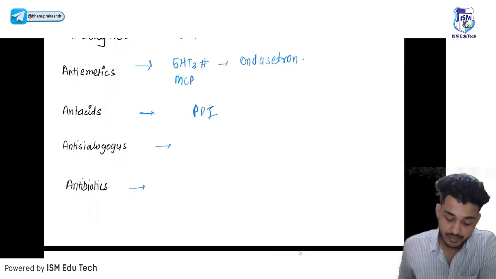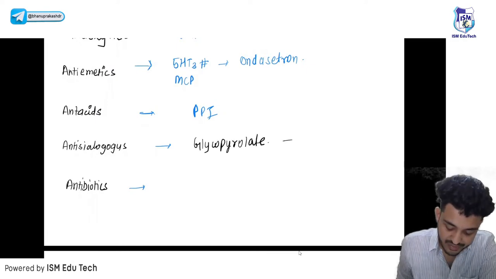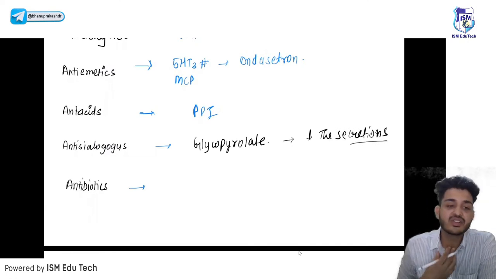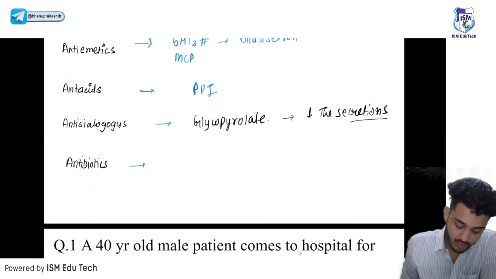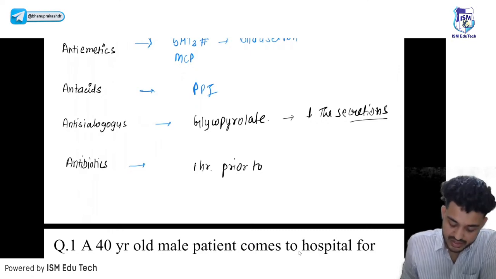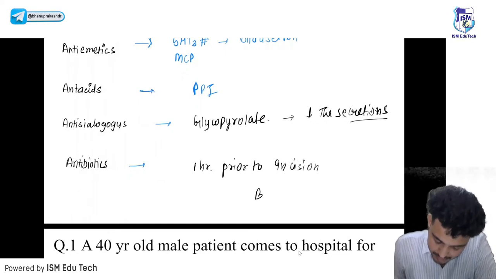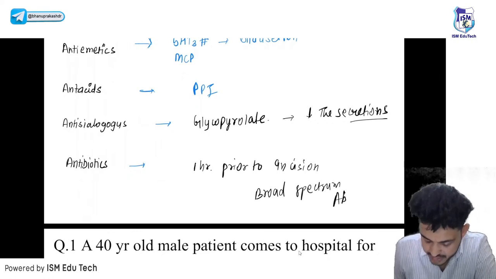Anti-sialogogue drugs, these are your glycopyrrolate. Okay, glycopyrrolate. Why is glycopyrrolate important? It will decrease the secretions. During intubation, if it decreases the secretion, what will happen? I can easily intubate. Okay, and then we need to give antibiotics. When should we administer antibiotics? 1 hour prior to incision. What kind of antibiotics should I use? That will be your broad spectrum antibiotics. Broad spectrum antibiotics. Okay.